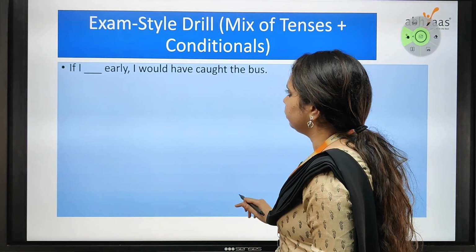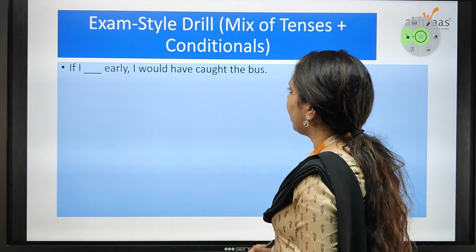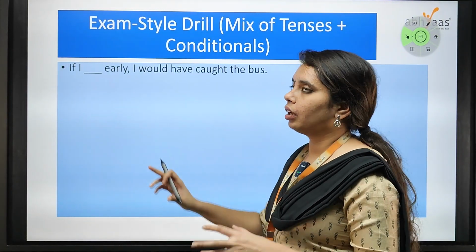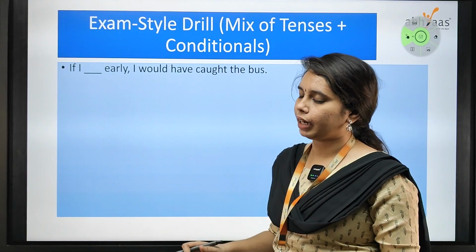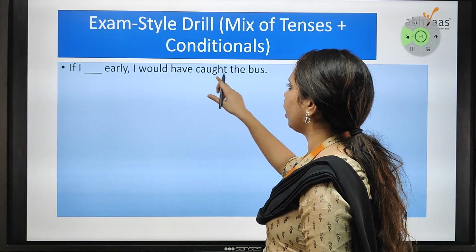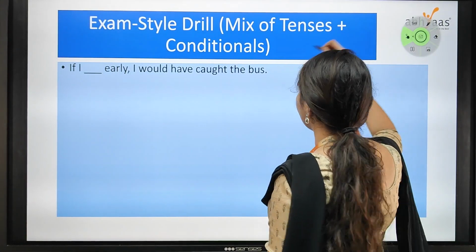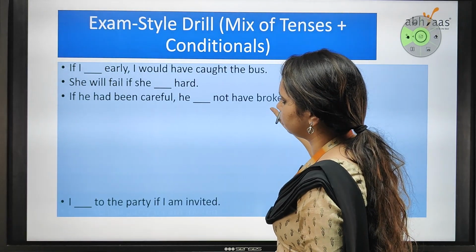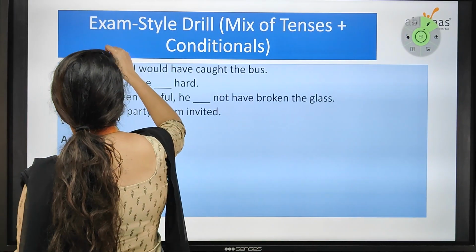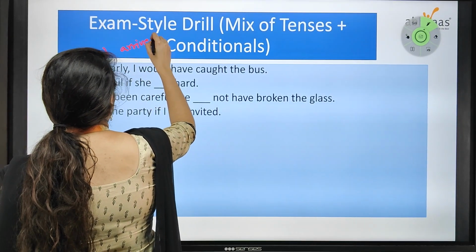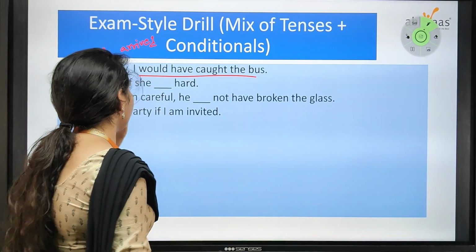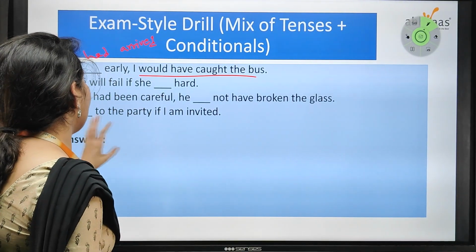Let's do some questions here. If I dash early, I would have caught the bus. Actually here you should get the verb in the brackets. Generally you do get the verb in the brackets, so don't worry. If I had arrived early, I would have caught the bus. Why am I saying had arrived? Because this is in the form of regret, right? I would have caught the bus means she missed the bus. That is known. It's the form of regret. So I'm saying if I had arrived early, I would have caught the bus.